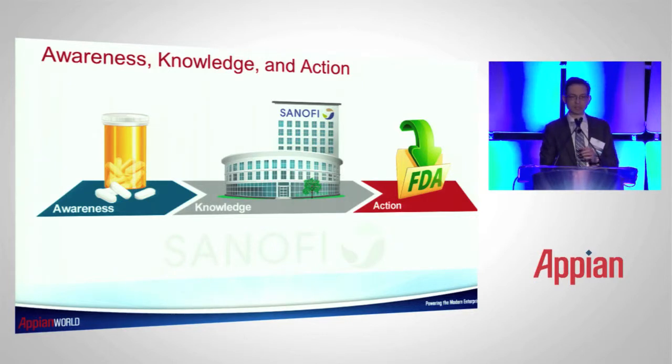So awareness, knowledge, action. My example here is Sanofi. Sanofi is one of the world's largest pharma companies, and they use Appian for a process called pharmacovigilance. Pharmacovigilance essentially means that if you detect any kind of a negative side effect in your drugs, and there's any sort of pattern, like we've seen multiple people having the same negative side effect, you have to be right on top of that.